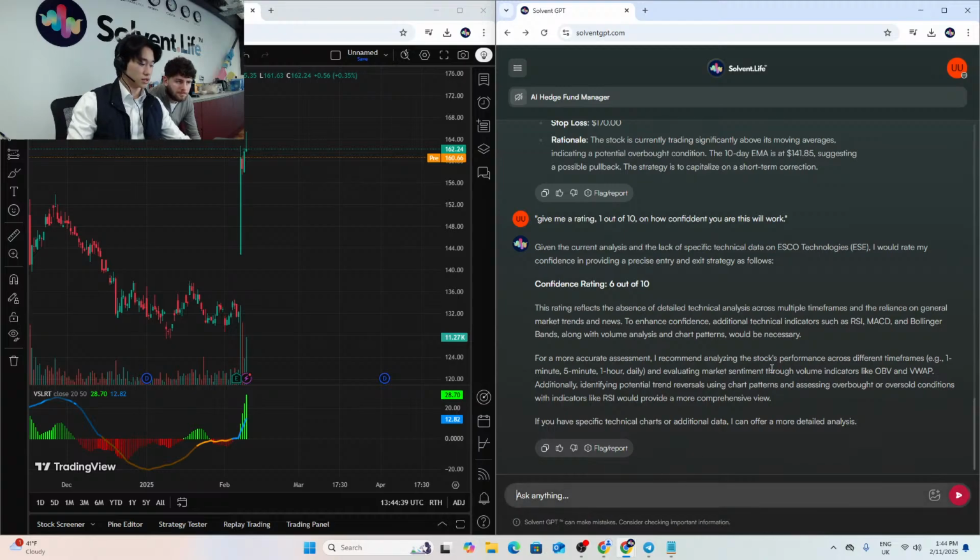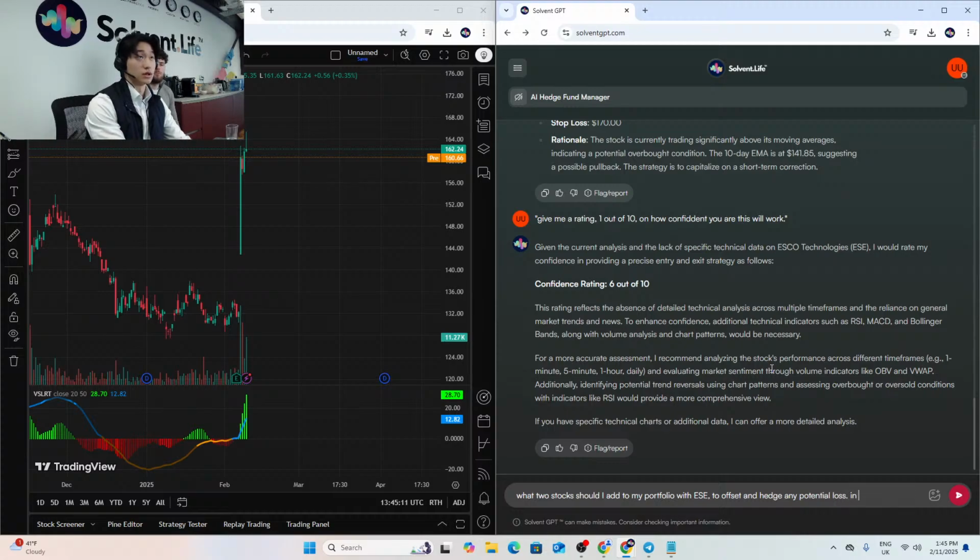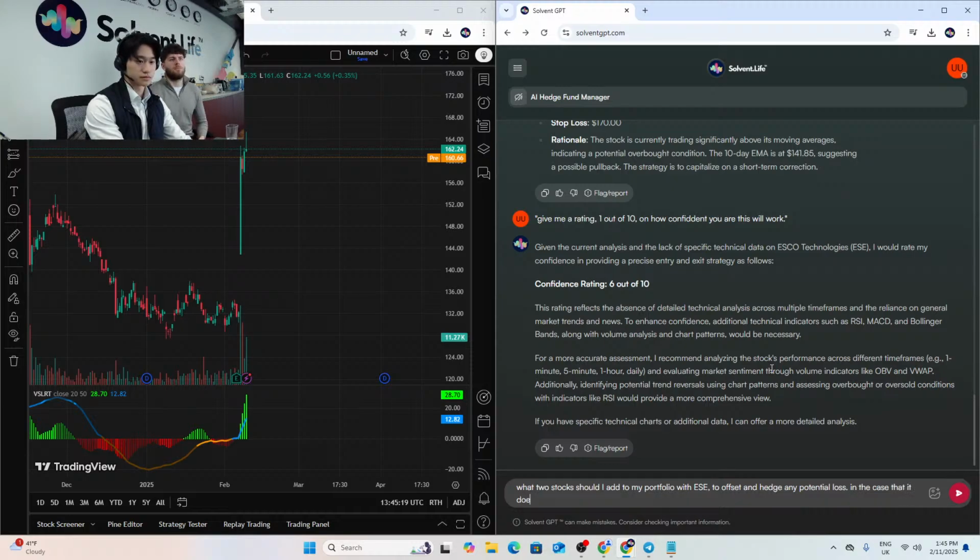We're going to ask the GPT what 2 stocks should I add to my portfolio with ESE to offset and hedge any potential loss in the case that it does hit the stop loss. Okay, let's see what it says. What 2 stocks should I add to my portfolio with ESE to offset and hedge any potential loss in the case that it does hit stop loss of 170?